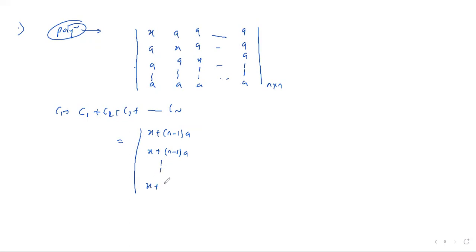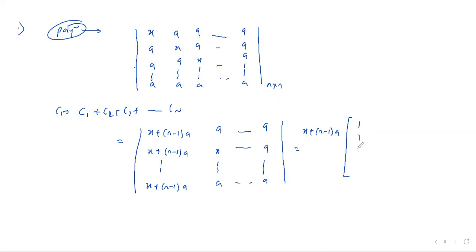Similarly, x plus (n minus 1) into a. All the other positions would be the same, that is a, x, a, and so on. Now I can take x plus (n minus 1) into a out. All the positions in the first column would be 1, and the rest would be a, x, a, going to a, and the other entries a, a, going to x. Okay, now what will we apply?